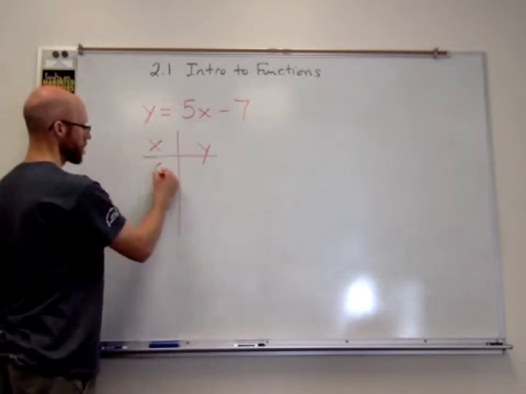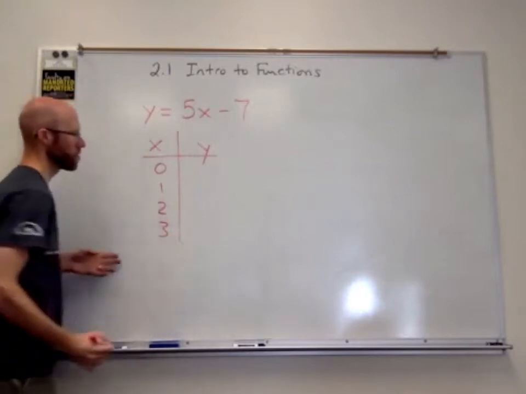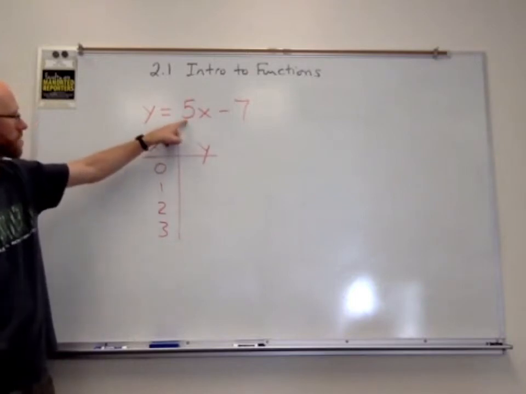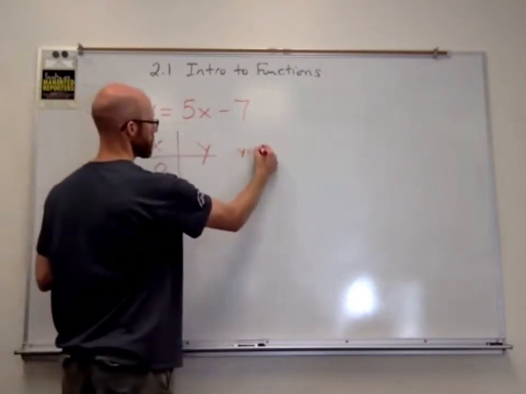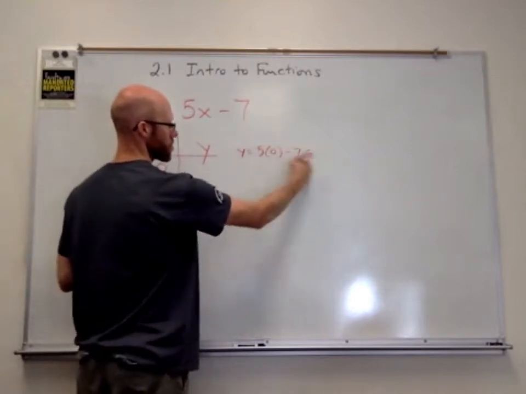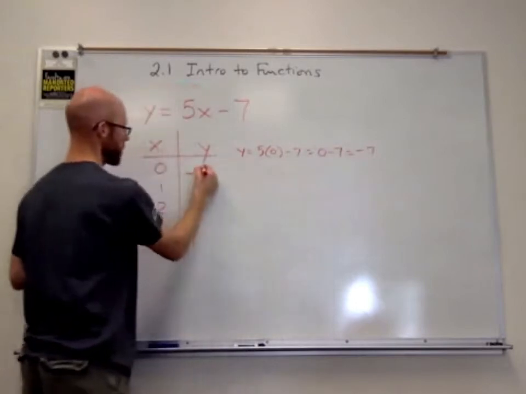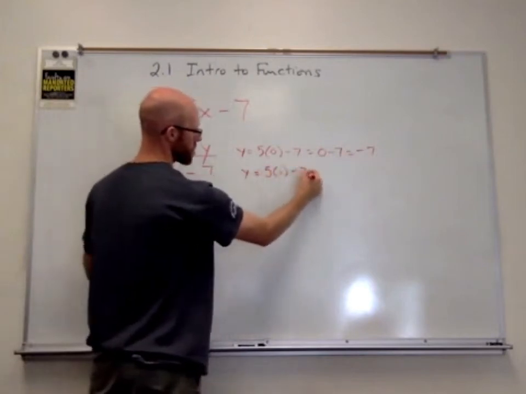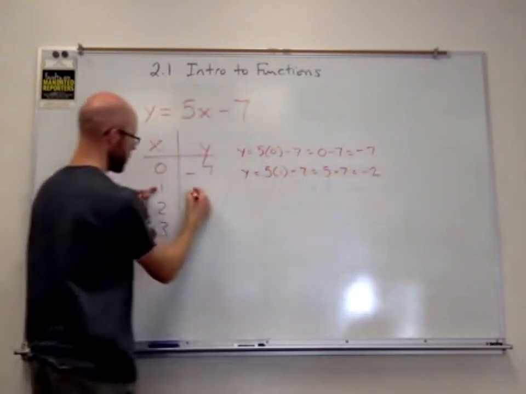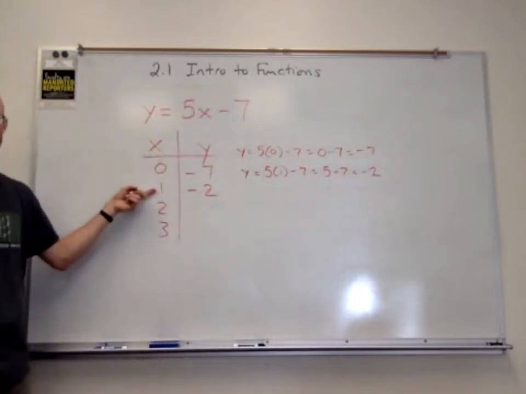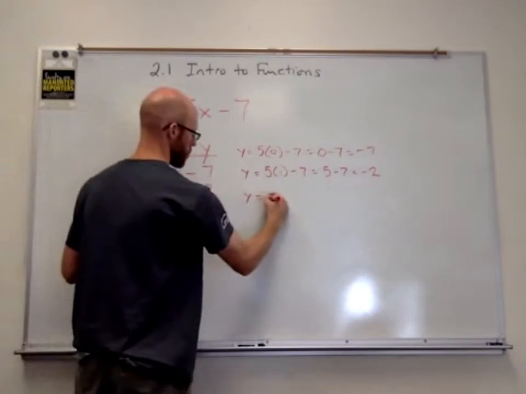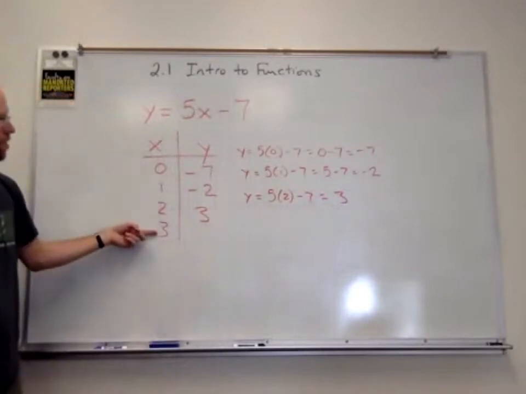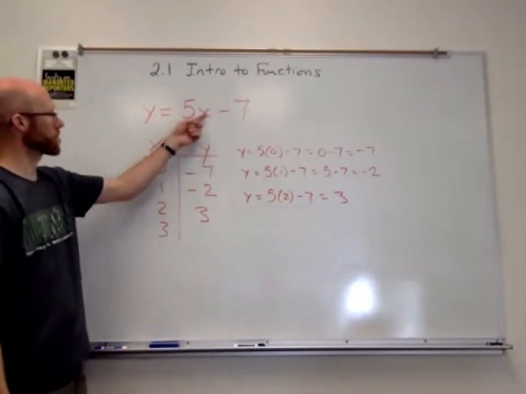So like if I wanted to plug in a 0 and a 1 and a 2 and a 3 for the x value, then I just calculate what the output is. So if I plug in a 0, y would be 5 times 0 minus 7, which is 0 minus 7, which is negative 7. That's going to be your y value. If I plugged in a 1, I get 5 times 1 minus 7, which is 5 minus 7, which is negative 2. That would be the y value corresponding to 1. And then 5 times 2 minus 7, 10 minus 7 is 3. And if I plug in the 3, I won't write this one out, but 5 times 3 is 15, minus 7 is 8.